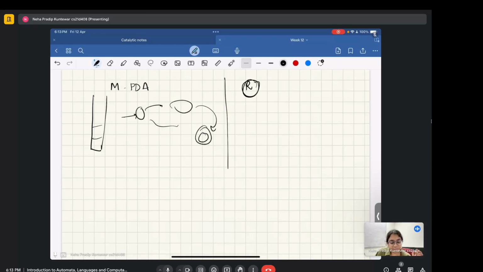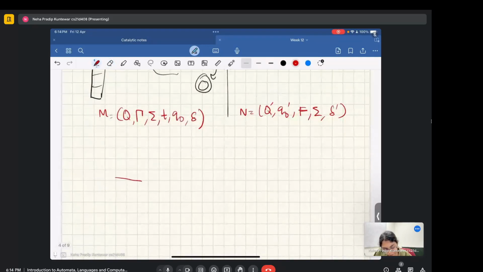So what we'll do is, we'll simply make changes to these states so that it will also accommodate the regular language. So let's say that this M was something like, you have a set of states, you have a stack alphabet, you have an input alphabet, you have accepting states, maybe I'll call it T, then you have a start state and a transition function. So this is what you have. And for the regular language, you have, let's say, Q prime, you have q0 prime, you have a set of accept states, you have symbols, and you have a transition function delta.